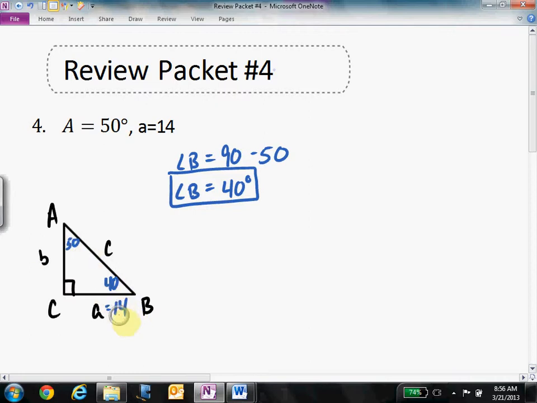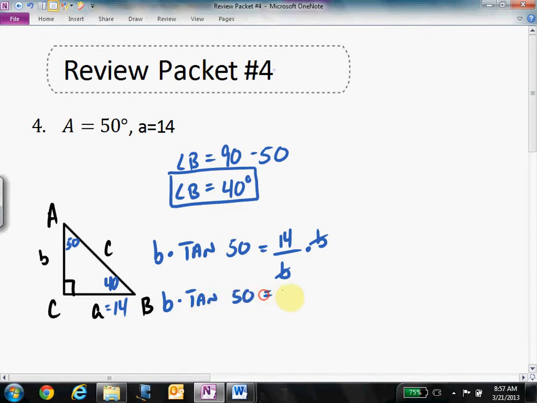So what trig function has the ratio opposite over adjacent? That would be tangent. So I'm going to use the tangent function of 50 degrees. And we know it's opposite over adjacent, so that's 14 over B. I need to solve for B, so I need to get it out of the denominator. I'm going to multiply both sides by B. That will cancel, so I'm going to have B times tan of 50 is equal to 14.